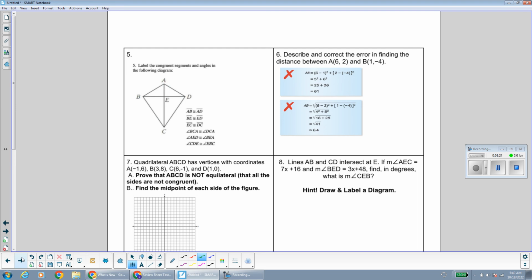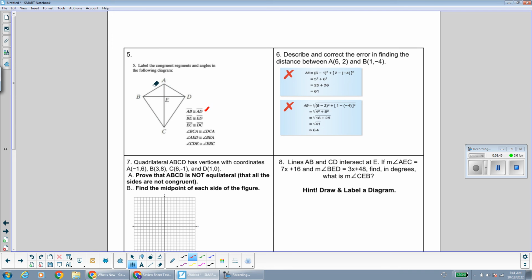Okay, when I label the segments, I want to make them look different from each other. You are going to lose points if you mark all of these segments the same way and it appears that they're all congruent to each other. So let's go one by one.